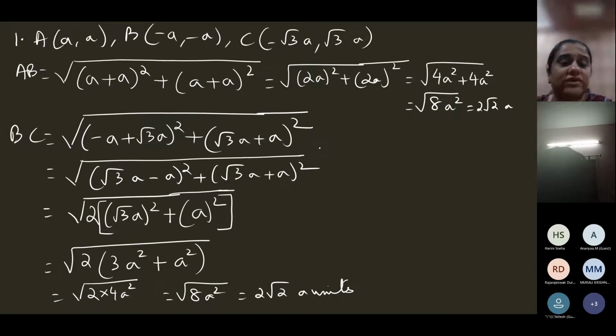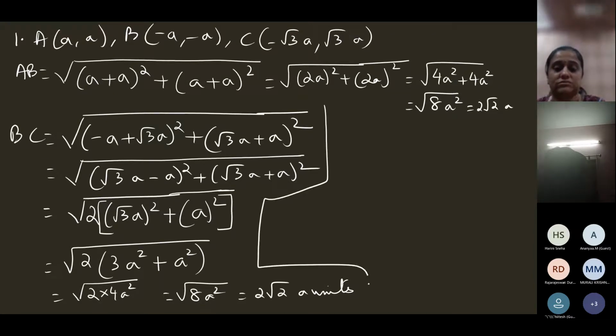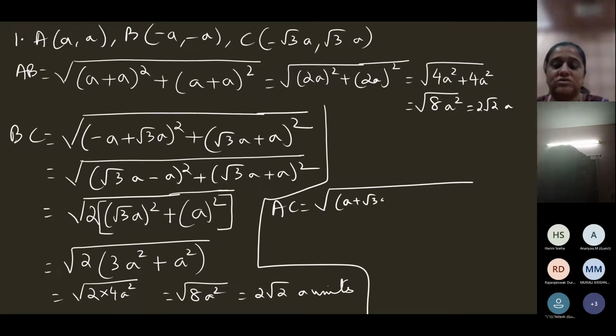Yes, children. Finally, we have to find AC. AC is equal to root of, again, x2 minus x1 the whole square, so it will be a plus root 3a the whole square, plus y2 minus y1 the whole square. So a minus root 3a, subtract the y coordinates in any order.